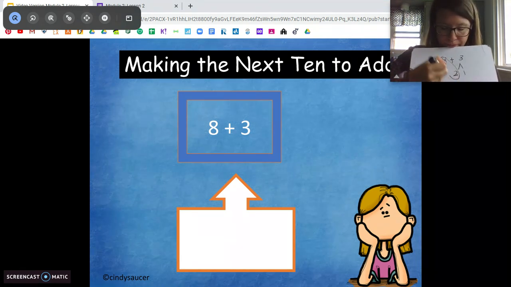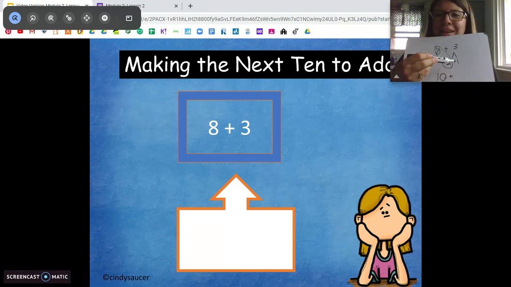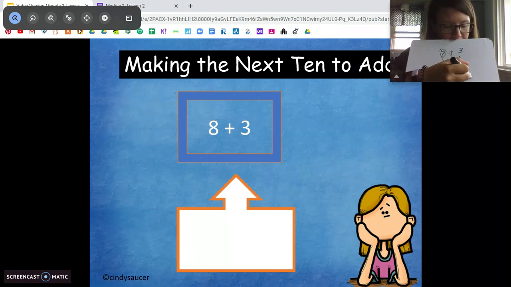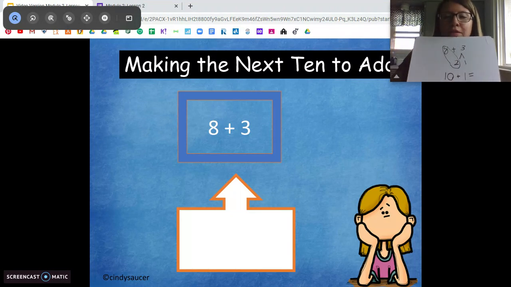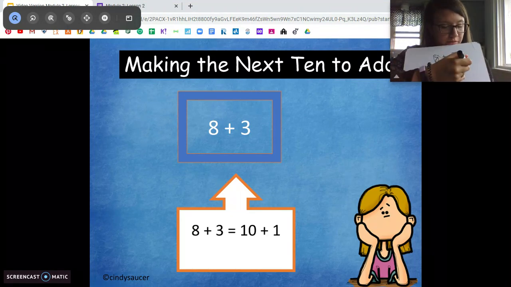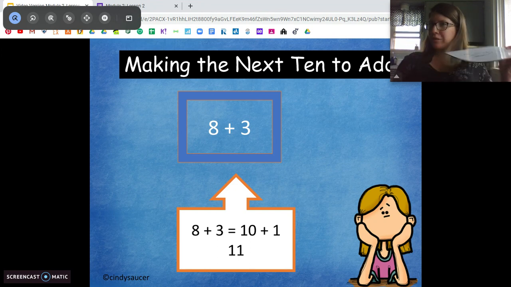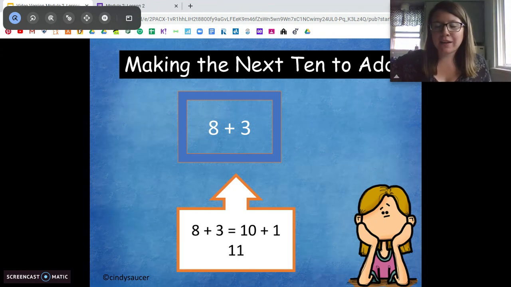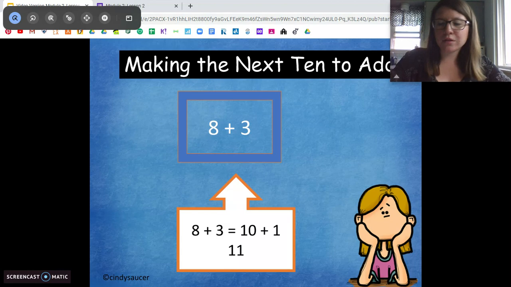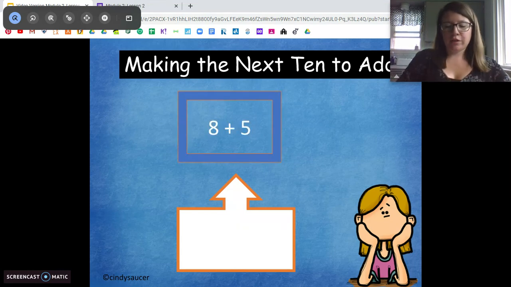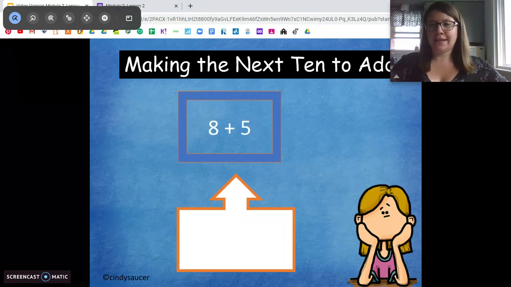So 8 and 2 is 10. And then what left do we have to add in? 1. So 8 plus 3 equals 10 plus 1, which equals 11. Both of those sides equal 11. So we're making equations equal. We're just flip-flopping the numbers a little bit. All right, try this one on your own. Pause it and try it.